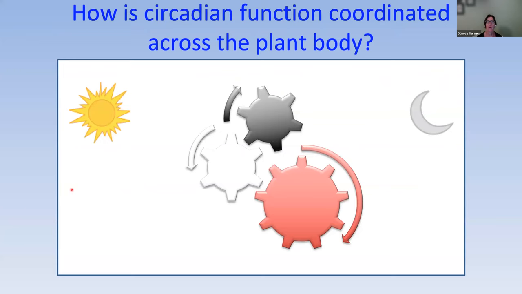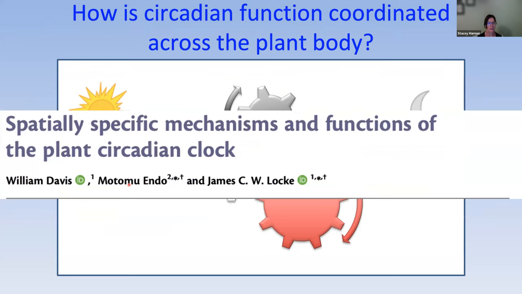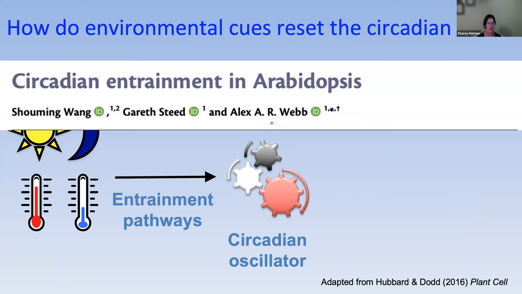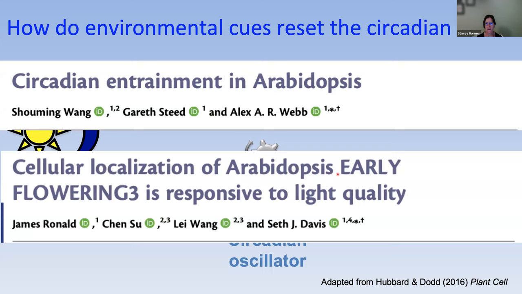Another interesting question is how these cell autonomous clocks are coordinated across the body of the plant. And there's an article, a research update from the labs of Motomu Endo and James Locke, reviewing what we know about coordination of a clock across the plant. Another really important topic that we are gaining a lot of insight into is how environmental inputs entrain the oscillator. And there is an update article from Alex Webb on entrainment and a research article from the lab of Seth Davis looking at how light affects the localization of a clock component called EARLY FLOWERING 3.